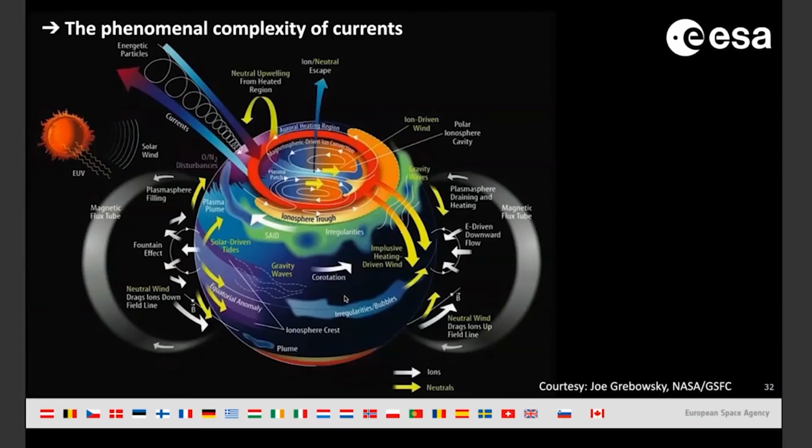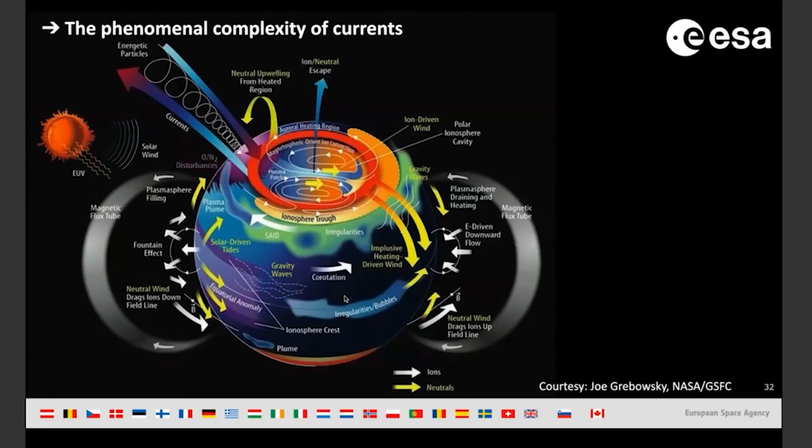This is a picture that tries to show basically all of the things that are going on in the space around us, how we are fed or feeding this process with energy coming from the sun, with particles coming from the sun and from outer space, and how this thing is also fed from below, everything that is happening inside of Earth itself.